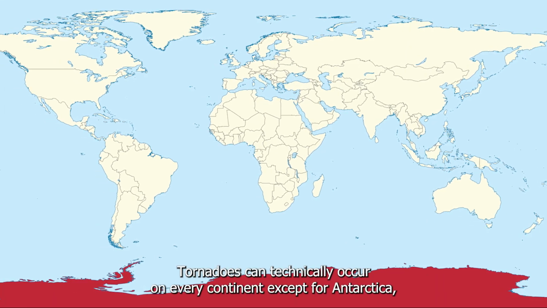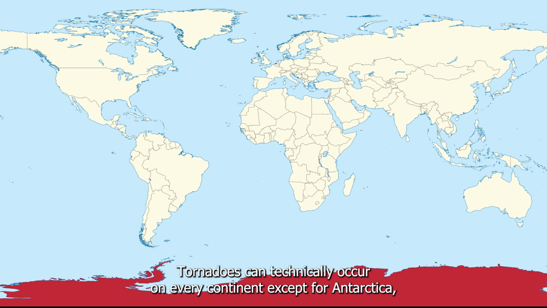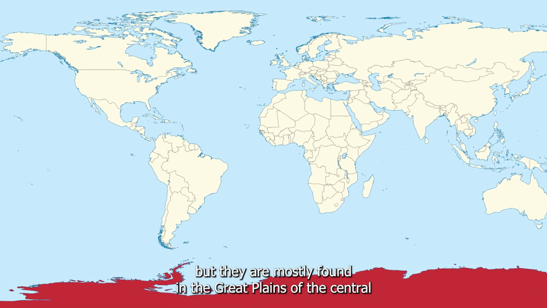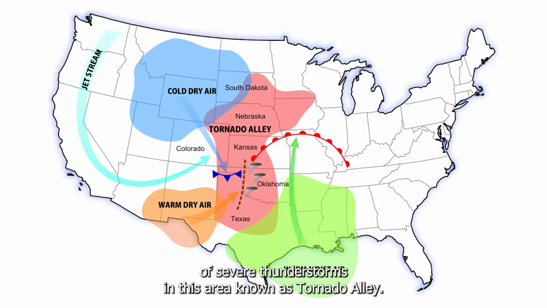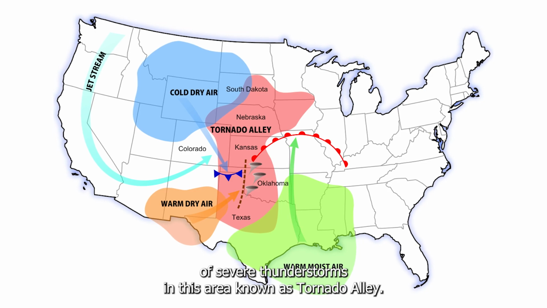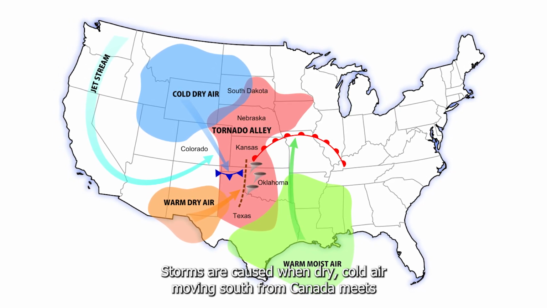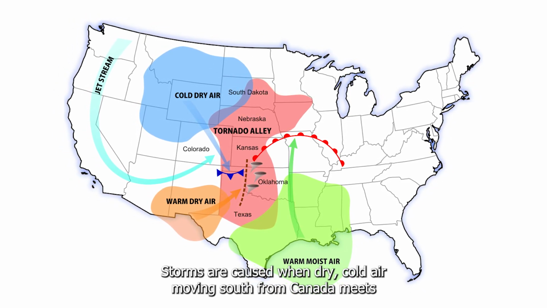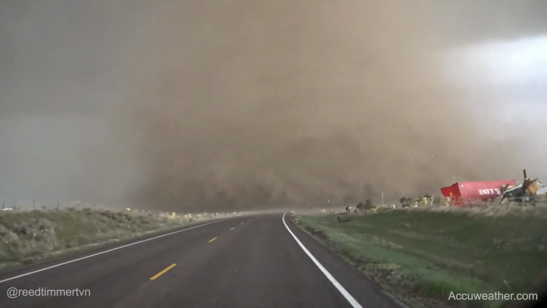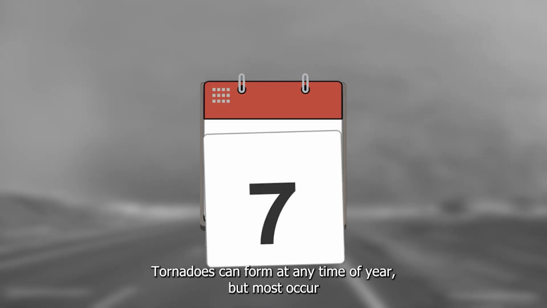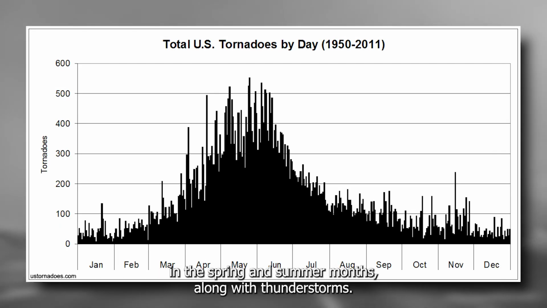Tornadoes can technically occur on every continent except for Antarctica, but they are mostly found in the Great Plains of the central United States, an ideal environment for the formation of severe thunderstorms. In this area, known as Tornado Alley, storms are caused when dry cold air moving south from Canada meets warm moist air traveling north from the Gulf of Mexico. Tornadoes can form at any time of year, but most occur in the spring and summer months along with thunderstorms.